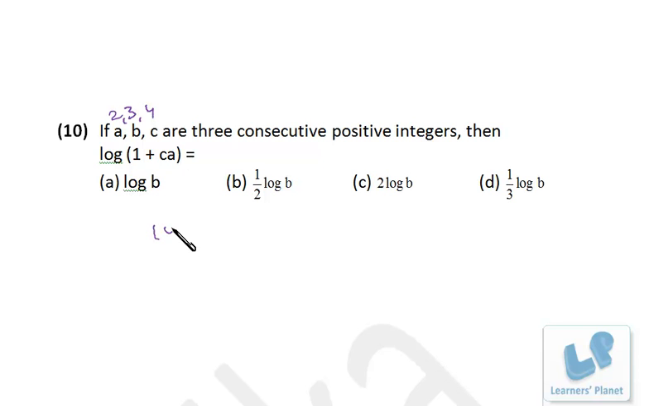Log 9 is actually what? Log 3 square, that's 2 log 3. That means 2 log b, right? 2 log b, as simple as that. Okay?